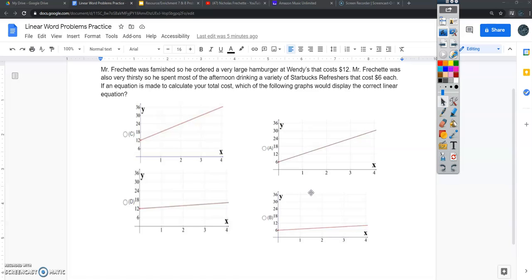But today, we are reviewing linear equation word problems. And yes, this is a very unique word problem, but I'm not going to say too much.